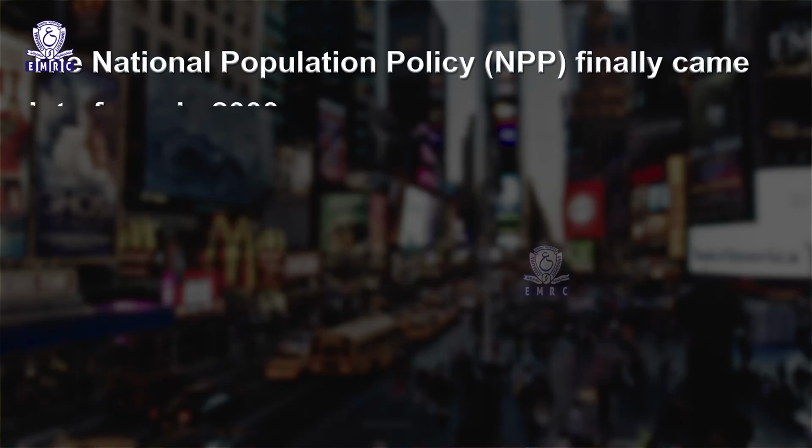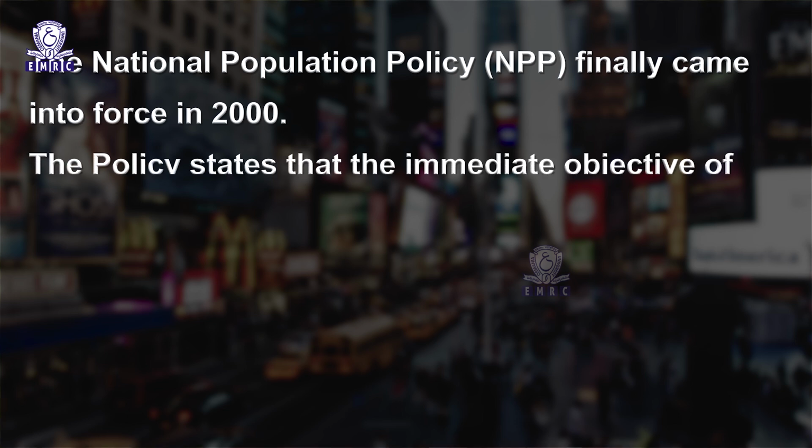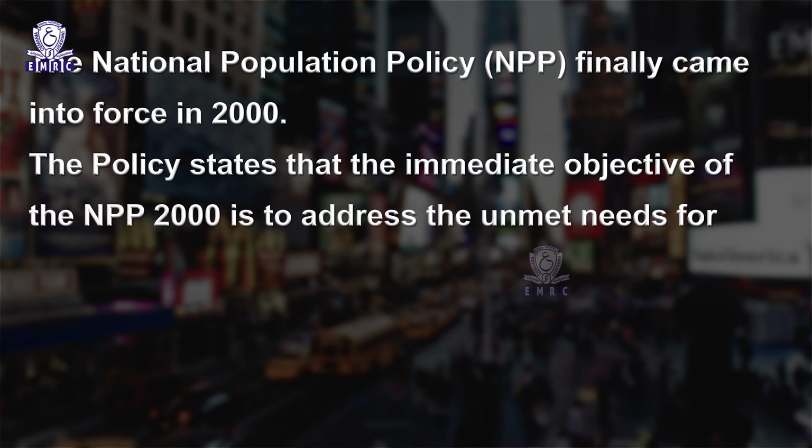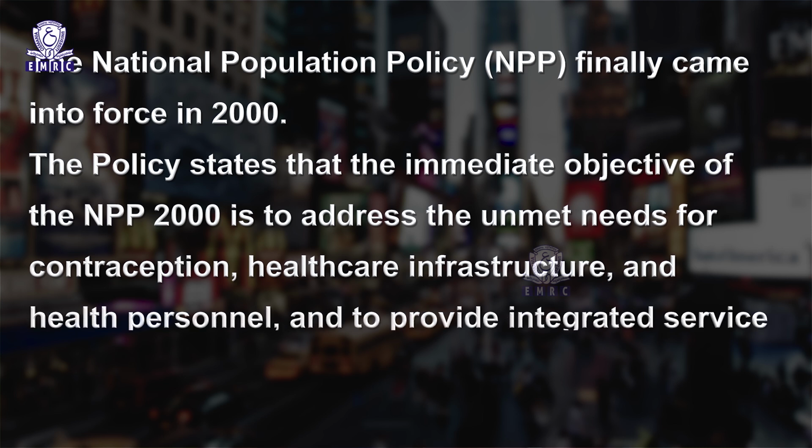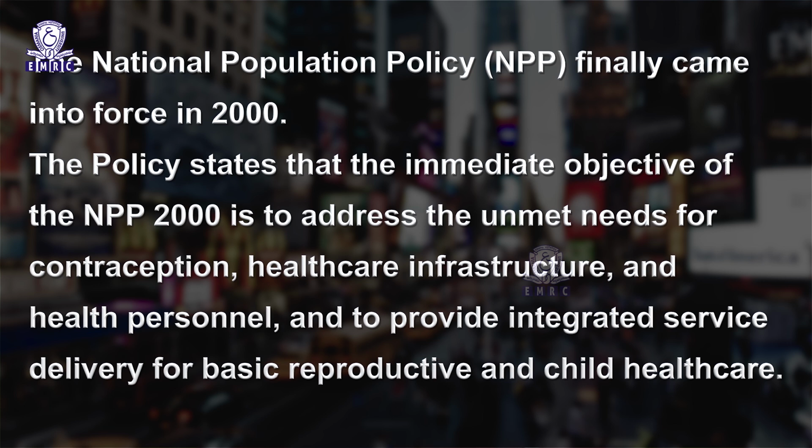The National Population Policy, which we usually call the NPP, finally came into force in 2000. The policy states that the immediate objective of the NPP 2000 is to address the unmet needs for contraception, healthcare infrastructure and health personnel, and to provide integrated service delivery for basic reproductive and child health care.